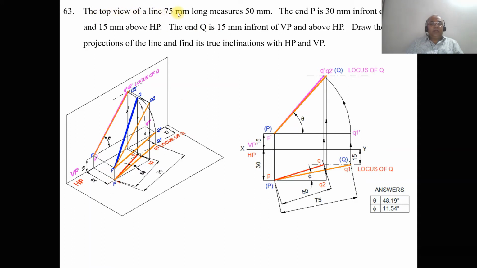Similarly, he has given the true length as 75 mm. With P as center, taking the radius of 75, draw an arc on the locus of Q, and you mark this point as small q1, and join P and q1 with a line a little bit thicker than the XY line. So now we know this is the true length in the top view. Obviously that line should be parallel to HP. That means P and Q1 is the line which is parallel to HP.